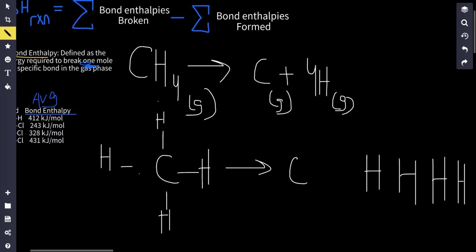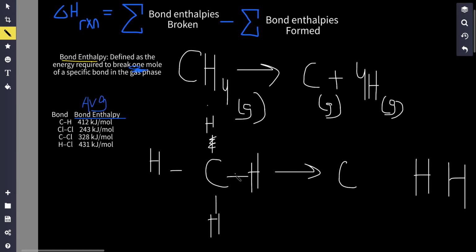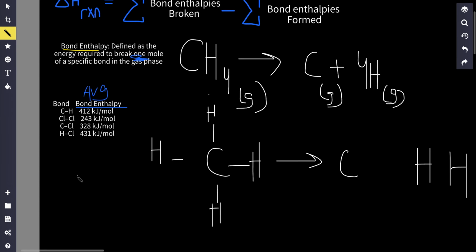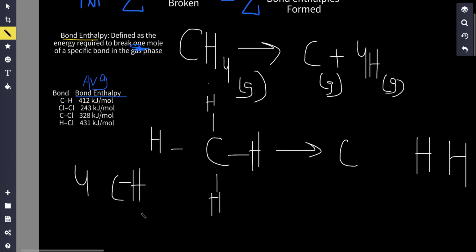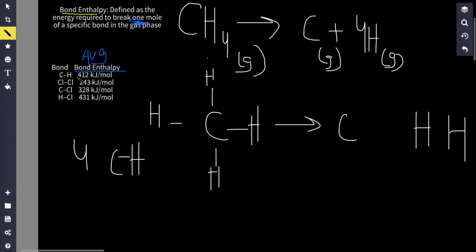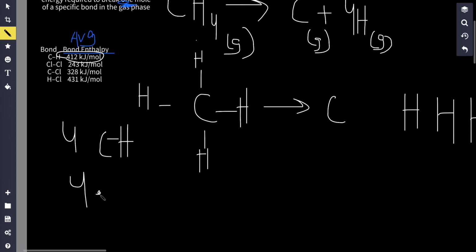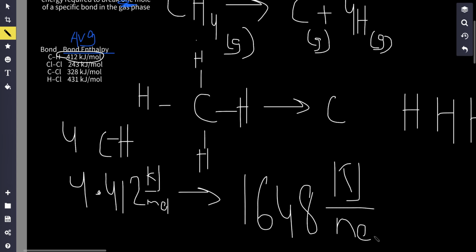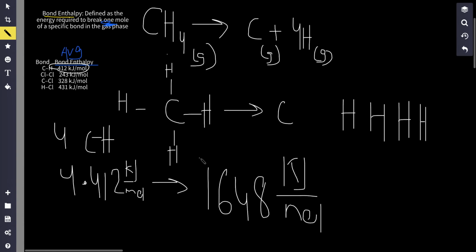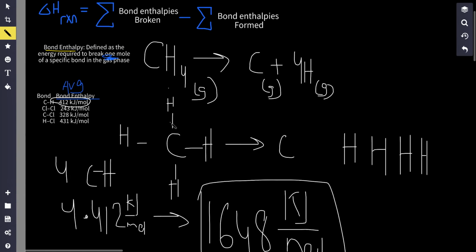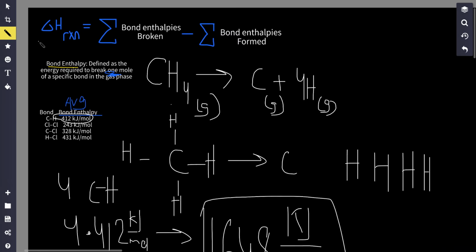So in this case, I have to break 1 CH bond, 2 CH bonds, 3 CH bonds, and 4 CH bonds. Notice how I have to break 4 CH bonds. Now, how much energy does it take for me to break a single CH bond? 412 kilojoules per mole. So let me multiply 4 by 412 kilojoules per mole, and that's going to be my answer. It's going to take this much energy for me to break all of these bonds right over here. Notice how this fits with this formula that I'm using.